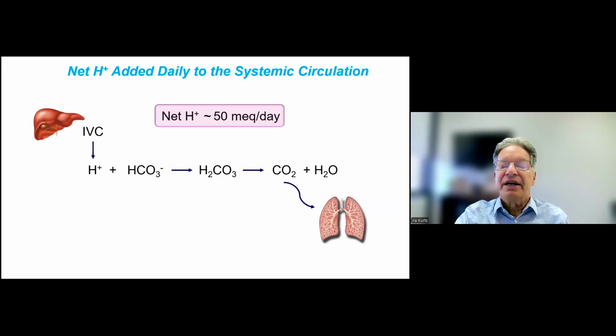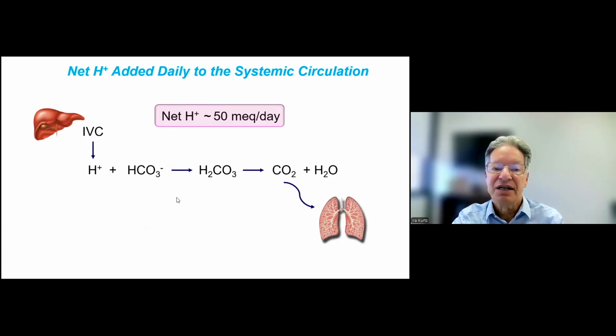The second thing that has to occur is the following. Every day from our diet, we make protons; on an average North American diet, it's about 50 milliequivalents of protons a day. Those protons are made by the liver predominantly and get into the blood, into the hepatic vein, and then into the IVC. The proton combines with bicarbonate to make carbonic acid, ultimately carbon dioxide, which we excrete in the lungs, but now you're left with a lower bicarbonate concentration.